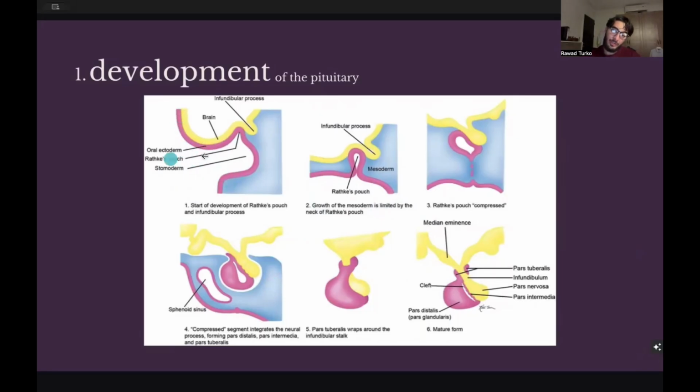You have the oral ectoderm and the Rathke's pouch here. Rathke's pouch is going to migrate upwards, and the infundibular process here of the neuroectoderm forming the neurohypophysis is going to migrate downwards, and eventually they're going to meet each other, and they're going to sort of entangle around one another, and they're going to form the pituitary gland, which can be split into the anterior pituitary and the posterior pituitary. Okay, this is something that you should know.